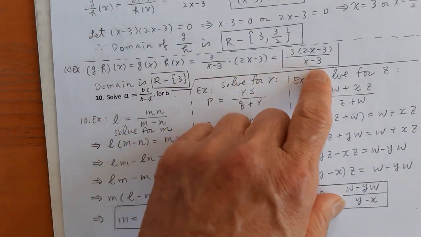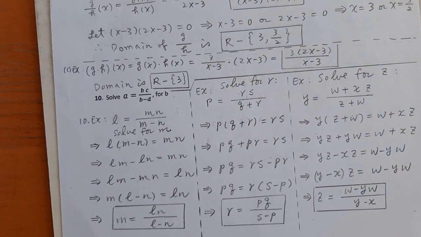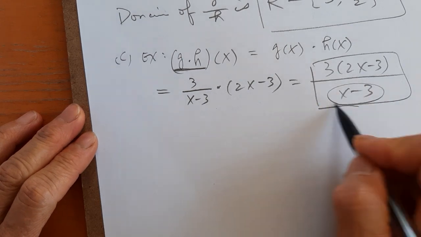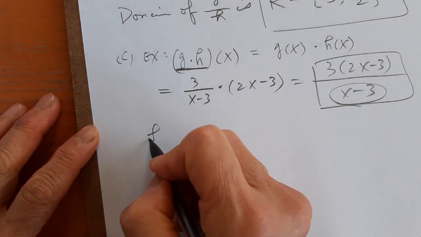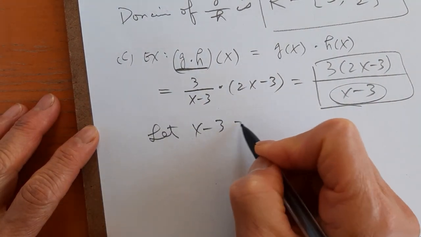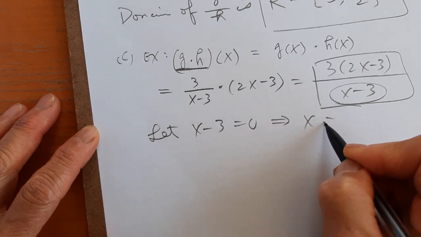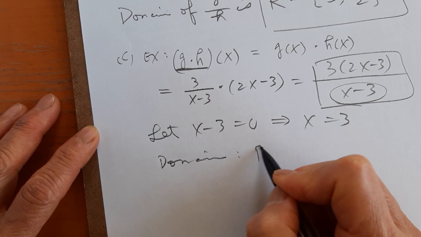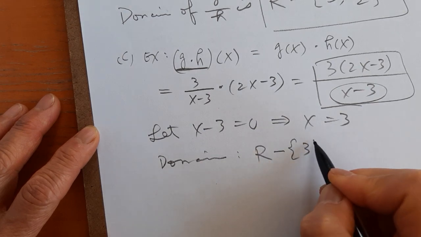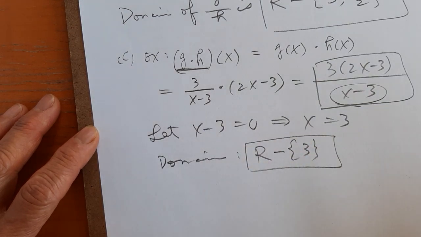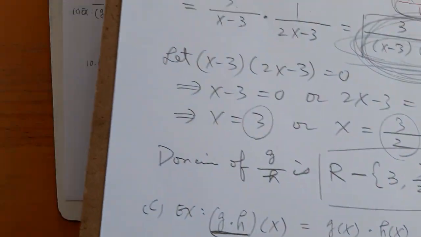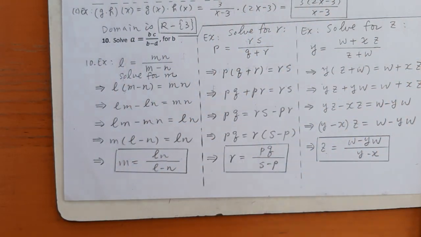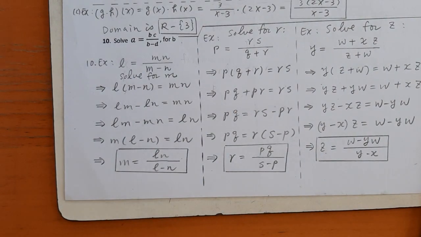And find the domain of this function. For the domain, you cannot make the denominator equal 0. So you let the denominator equal 0. Solve for x: x = 3. So the domain is all the real numbers except 3. All the real numbers except 3. Then question 10.